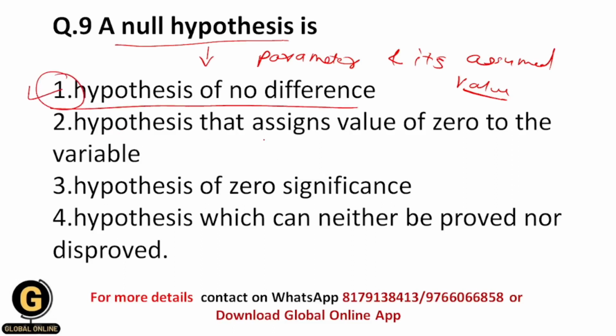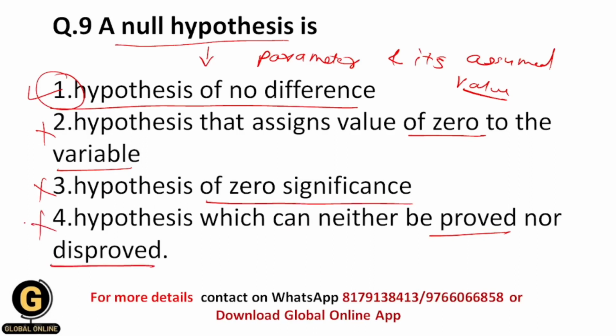Second is hypothesis that assigns value of 0 to the variable. No, the variable has a value, but there is no difference between two variables. So this is incorrect. Hypothesis of 0 significance is also incorrect. Hypothesis which can neither be proved nor disproved is also incorrect. So the correct answer is 1.